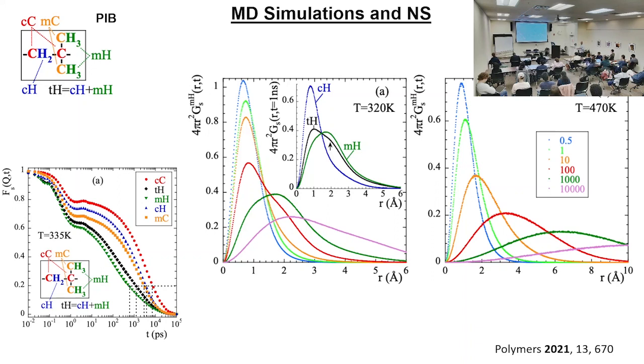This is 470 Kelvin, much higher than the glass transition temperature. So if you look at this data, you can clearly see that as you go to longer times, these peaks become broader and they move towards longer distances. So this is a classic signature of diffusion. So all good here. However, if you look at 320 Kelvin, which is now closer to Tg, you can clearly see some signs of two peaks here. That means you have alpha relaxation as well as maybe methyl rotations. So they wanted to get the rotational time scale.